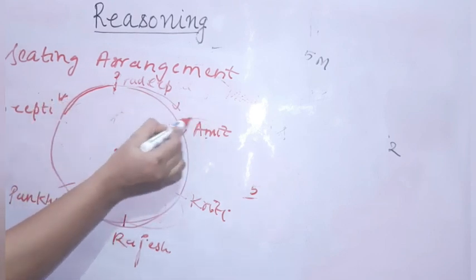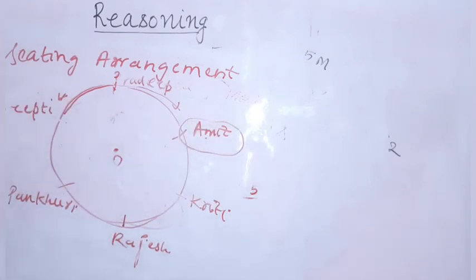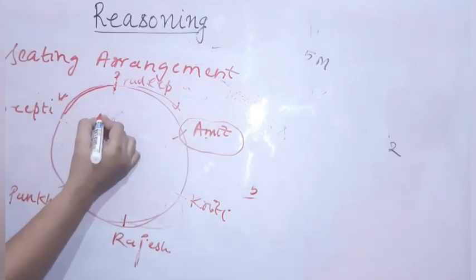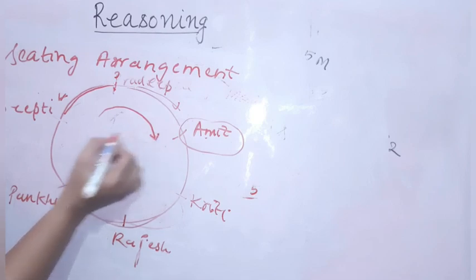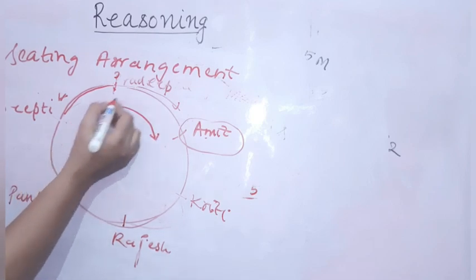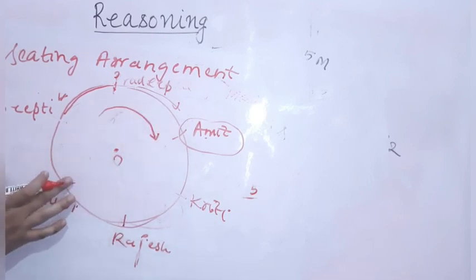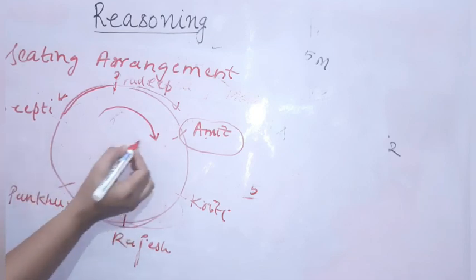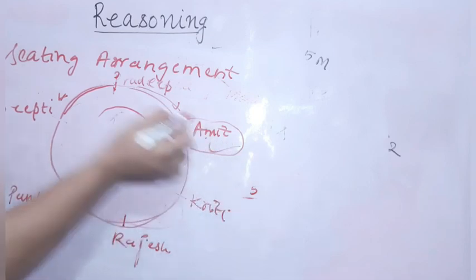But logically, Amit is the right answer. Why is Amit the right answer? Because whenever you are reading a clock, it is in the clockwise direction. So you have to take the names also in these types of questions in the clockwise direction. So on the right side, Amit is there. So Amit is the right answer.